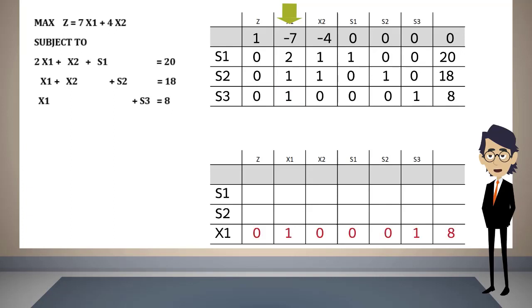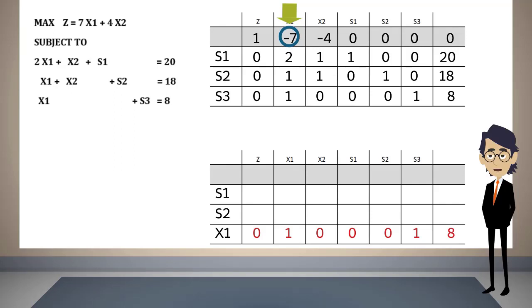Recall that for the variable x1 to be basic in the third row, its coefficient in that row must be 1, and must have 0 coefficients in all the other rows. This means that the values of -7, 2, and 1, that appear in this column, must be transformed to zeros. Let us start converting -7 to 0.